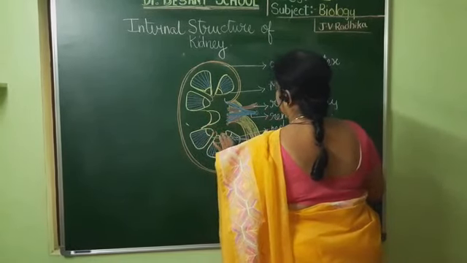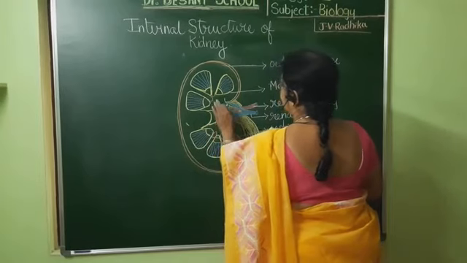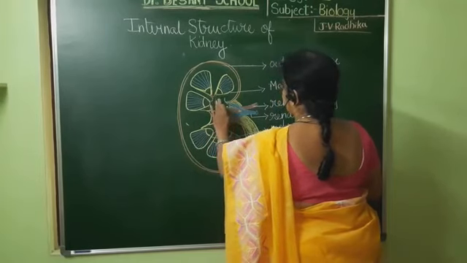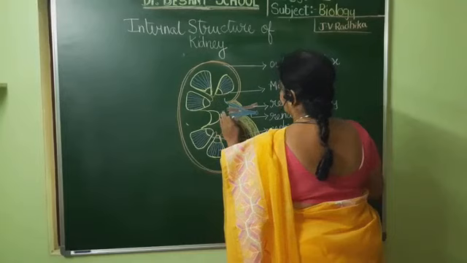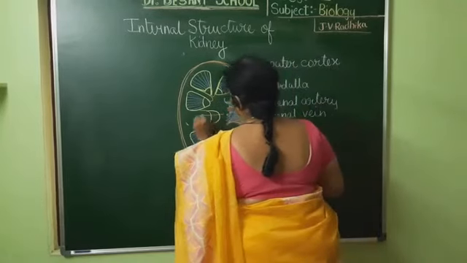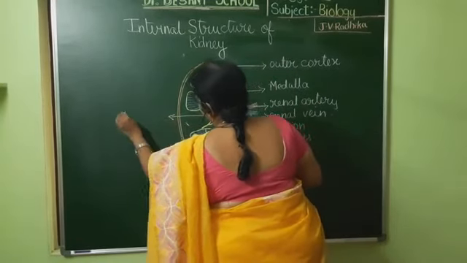These are the major and minor calyces. This and this will be the major calyx. All of them will join here, and this region is called the pelvis.